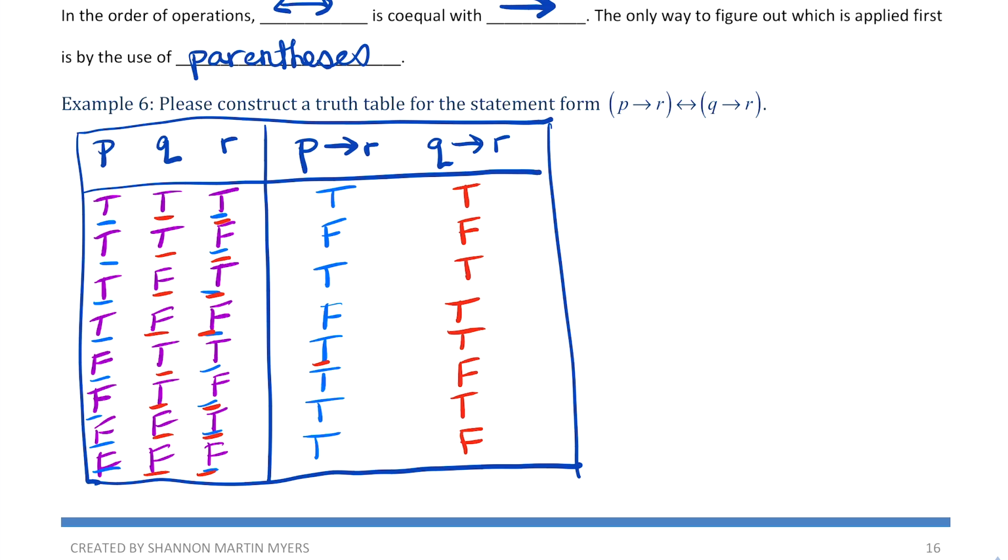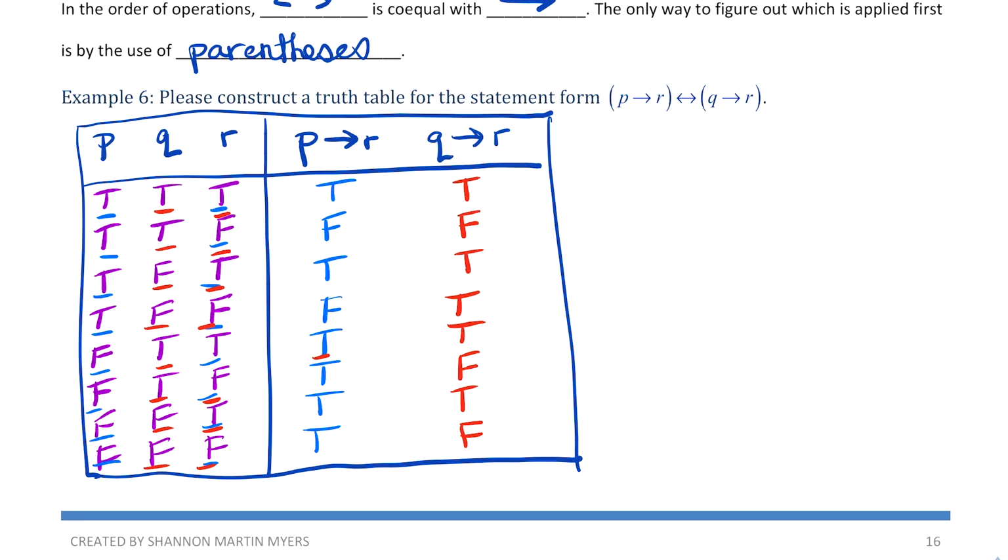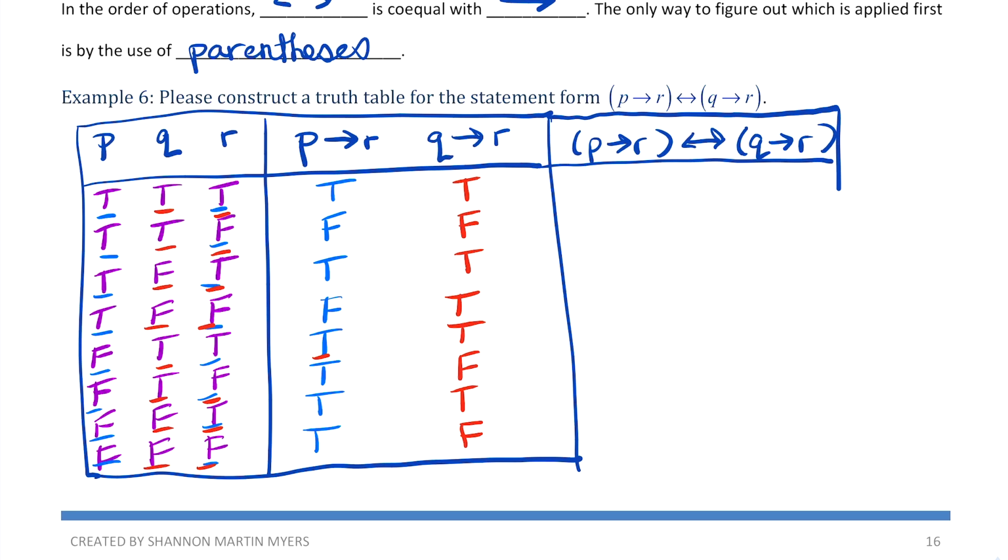Now, well, geez, Shannon forgot a few things here, right? I forgot the other statement, the if and only if, right? So now, if we take a look at P implies R, if and only if, Q implies R, let's see what we have. So remember, with the if and only if, they either both have to be true, right? Meaning the middle ones, or they both have to be false.